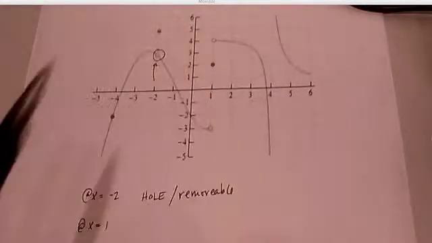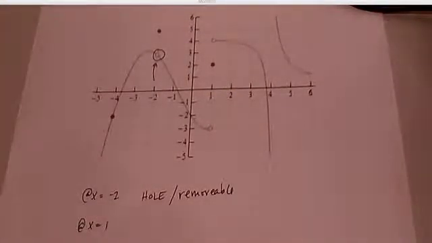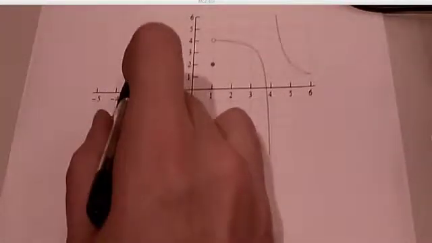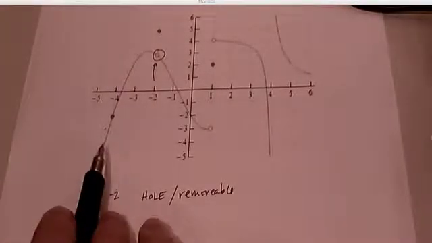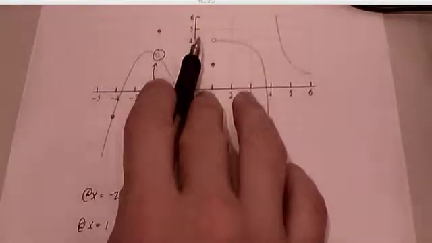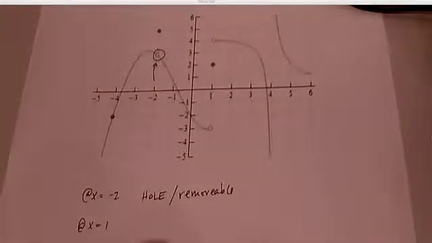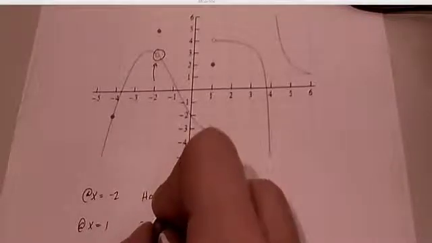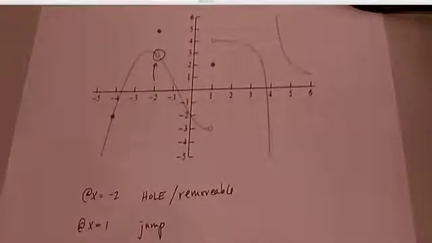Now, here at x is equal to 1, there is a different type of discontinuity. It's not just as if somebody came up and plucked a point out of the curve. It's not a hole, it's not removable. It actually jumps. Going from left to right in terms of x, it comes down, and then it jumps up to y is equal to 4. That is what we call a jump discontinuity, okay?